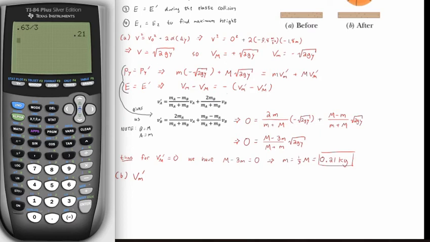So let's use our equation here. Vm prime is going to be big M minus little m, which is 1/3 of big M. Notice I'm just using the information that we already have here. And then big M plus 1/3 of big M. And then that's going to be multiplied by VA, so that's going to be negative 2gy, and then plus 2 big M.